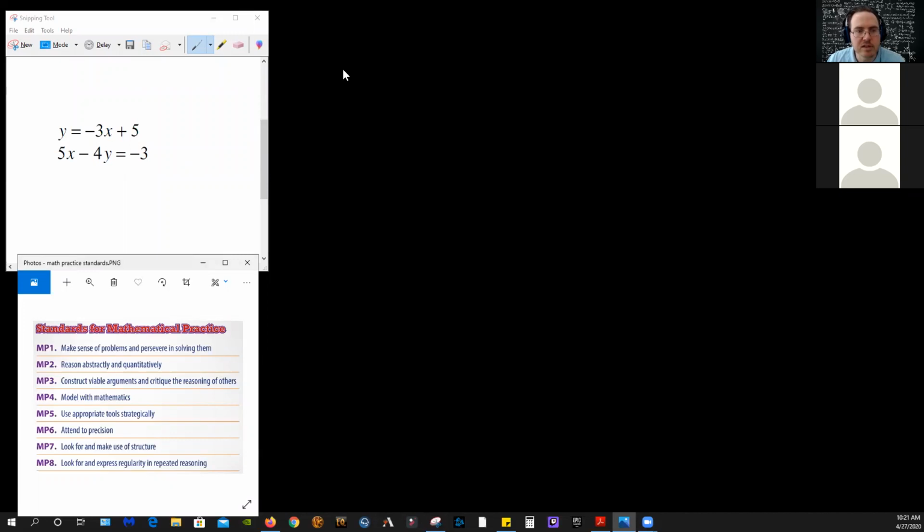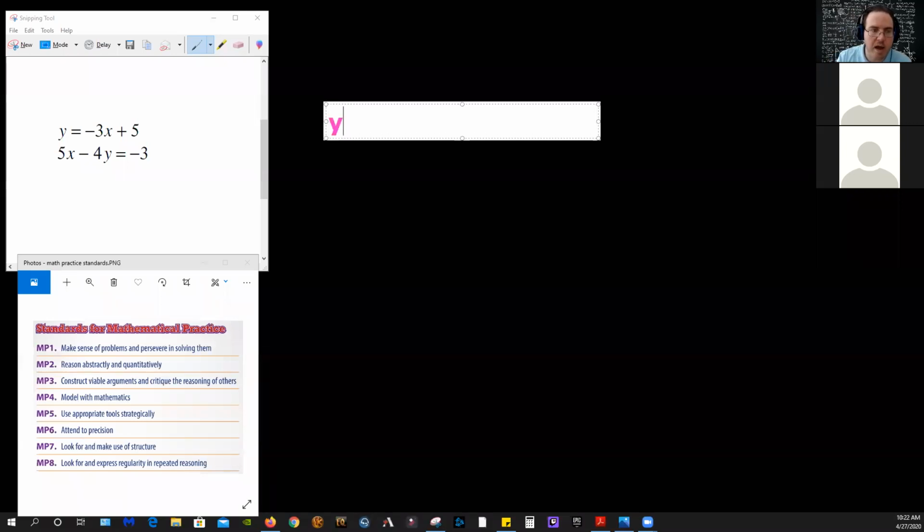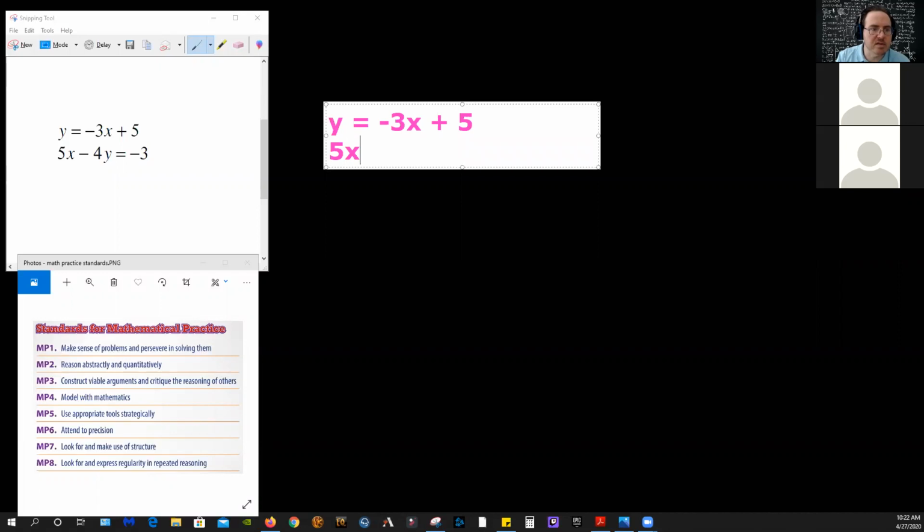So here's our system. These are the two lines, and I know they don't look like lines, but these are the equations that would make lines. And here's what they say. One of them says y equals negative 3x plus 5. And the other says 5x minus 4y equals negative 3.